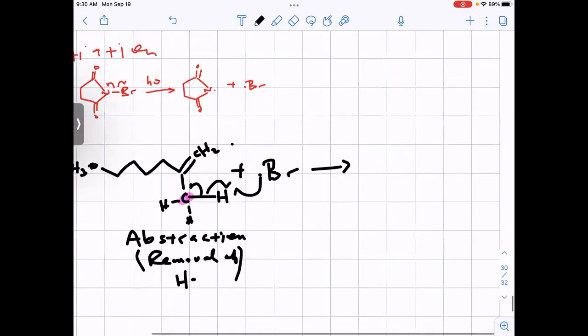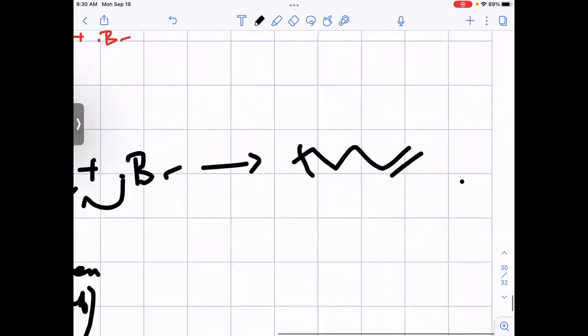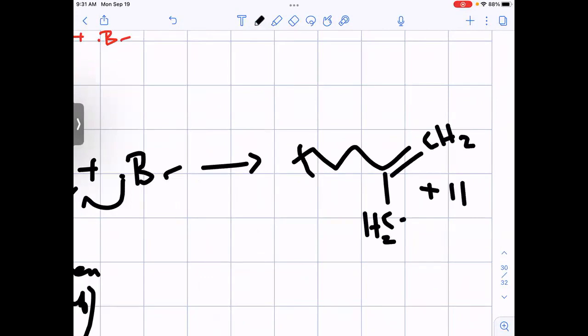All right, so I don't want to redraw that whole thing. So I'm just going to abbreviate because the backside is not reacting anyway. So this is CH2, but now it's a radical. And then one of the side products of this is HBr.